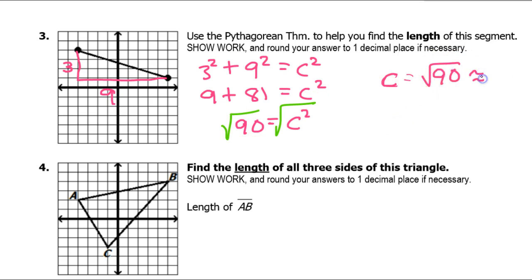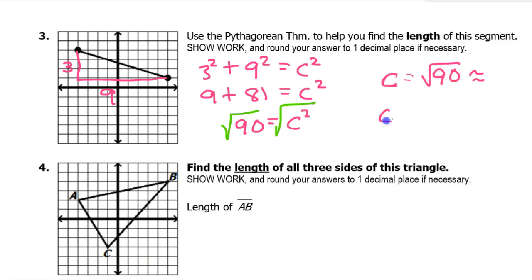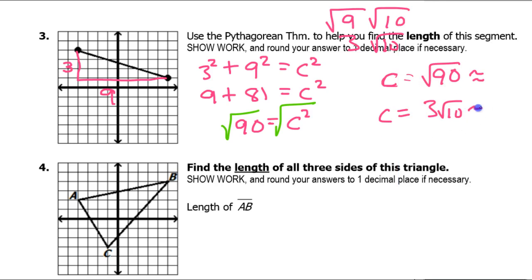So this is approximately, well, let's put it in our calculator. Well, first of all, look. This is going to simplify down to 3 radical 10, because the square root of 90 is the square root of 9 times the square root of 10. So that's 3 radical 10. I wanted to say that before I put it in my calculator. But if I hit this button, it gives me the decimal, which is about 9.49. Okay, so that's the length of the segment.